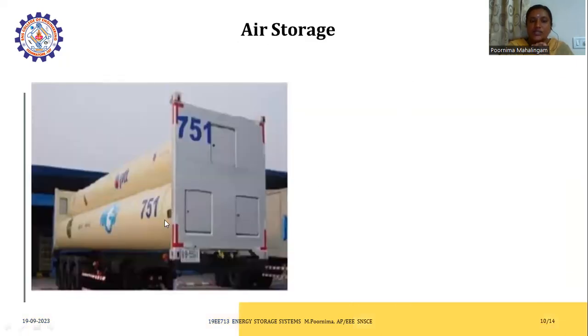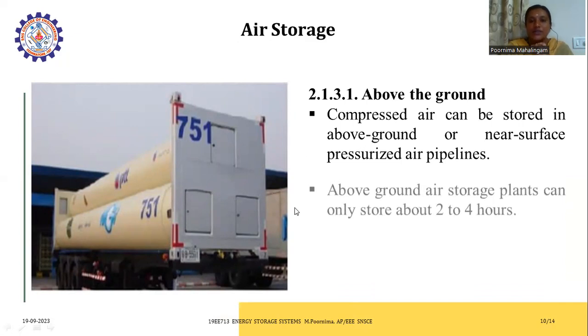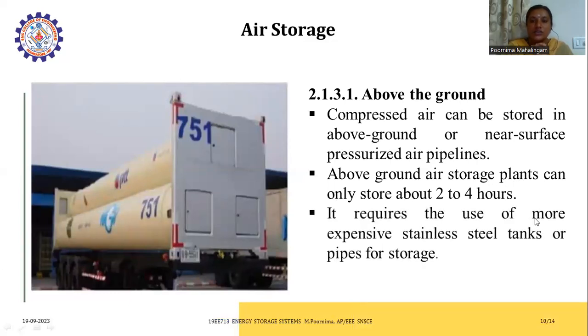Okay, here is the air storage. This picture shows how the air is stored under the ground, and this one is for above the ground. Compressed air can be stored above the ground or in a near-surface pressurized air pipeline, like this air pipeline where the air is compressed. An above-ground air storage plant can only store about 2 to 4 hours, which is one of the disadvantages. It also requires the use of more expensive stainless steel tanks or pipes for the storage.